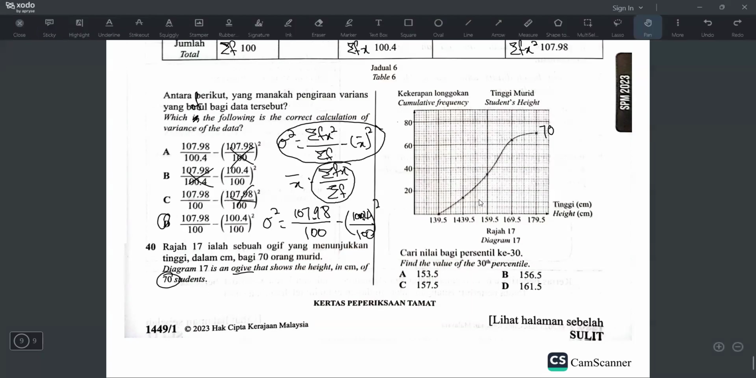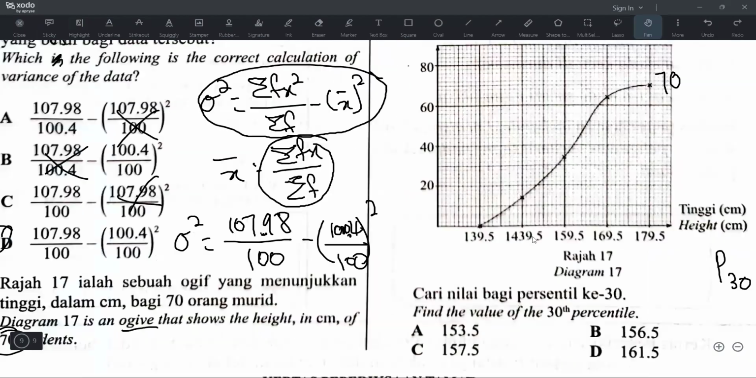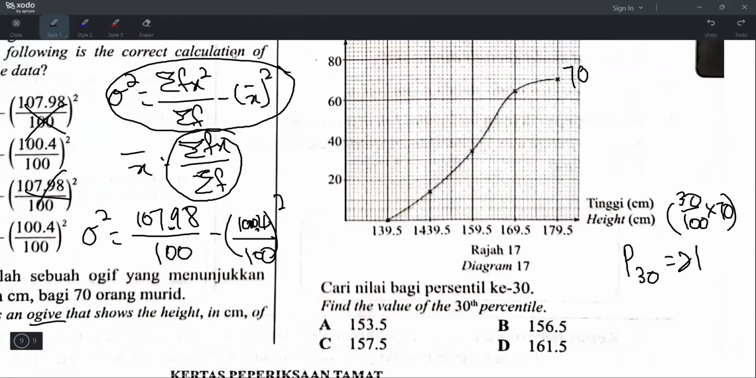Okay, so 21, right? So your P30 just now is 21. And how did you get it? 30% times 70. Okay, so now I will zoom in, and I will find 21. So let's use a red color. So 21, I think is it here? 21, 22, 23, 24, 25, 26, 30, yeah, got 10 boxes.